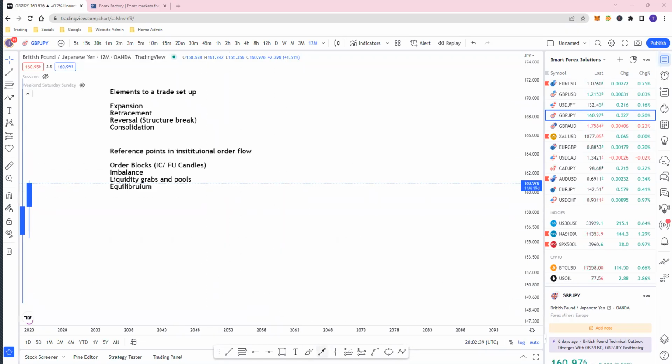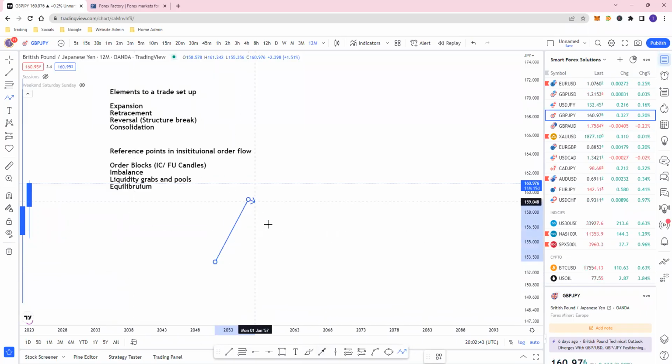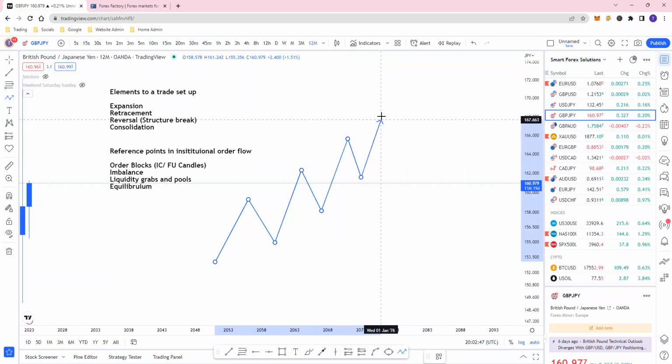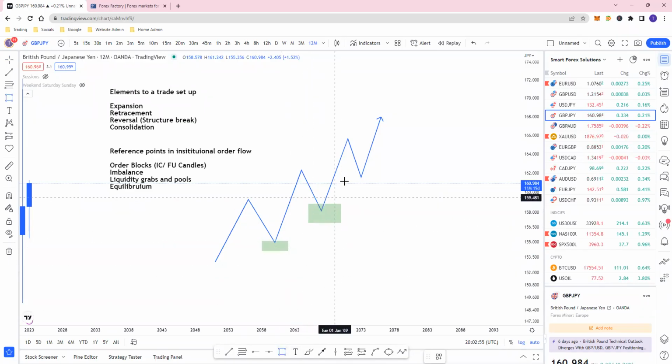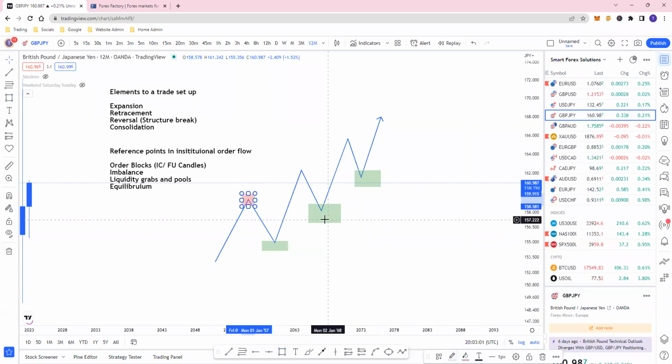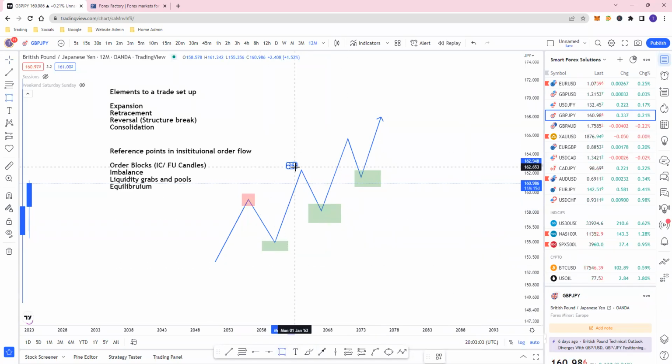So what we know about what price does, we know that price moves in cycles. And this is when we want to be buying, when it's low, just here. We want to be selling when it's high. So if I change that color really quickly, we want to be selling at highs.